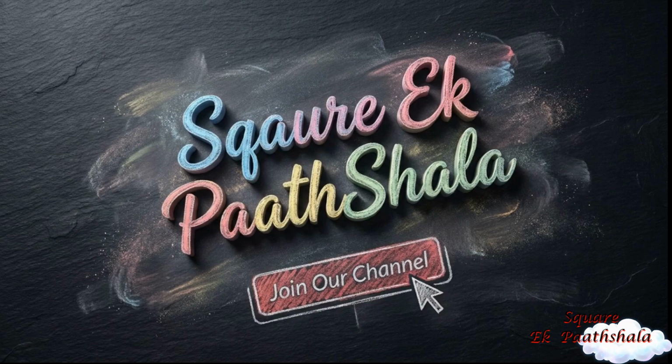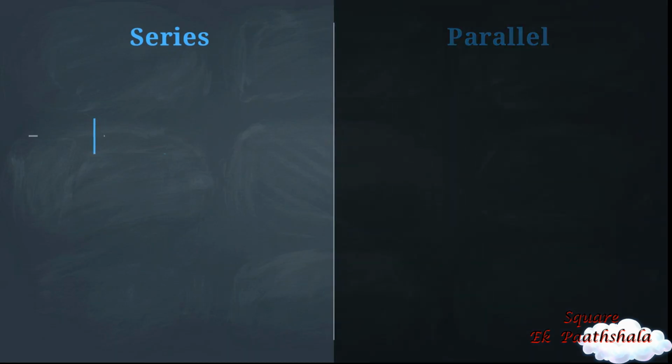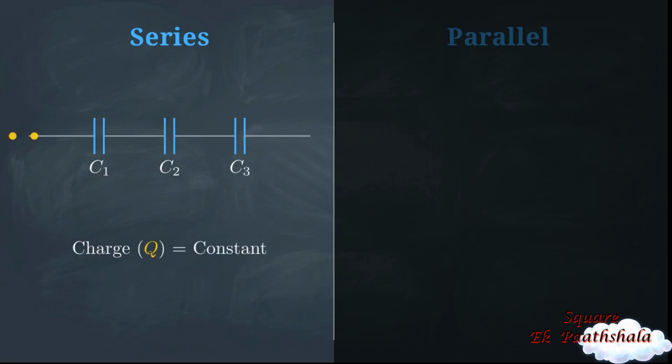Today, we are analyzing the primary methods for combining capacitors in a circuit, series and parallel configurations. This split-screen diagram compares the two physical setups. On the left, in a series combination, the capacitors are connected end-to-end. Because there is only one path, the charge remains constant across every capacitor, while the potential drops across each component.